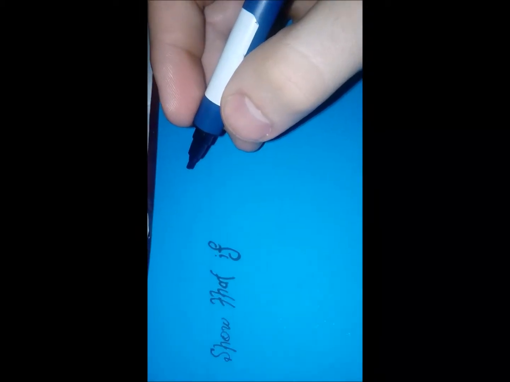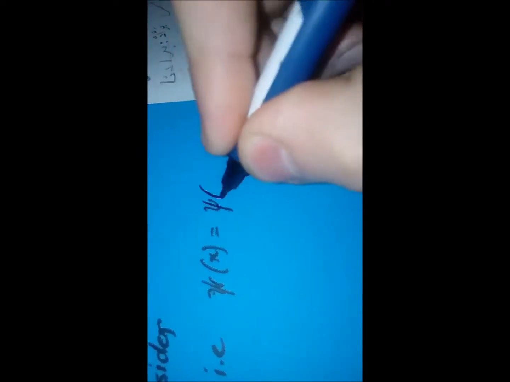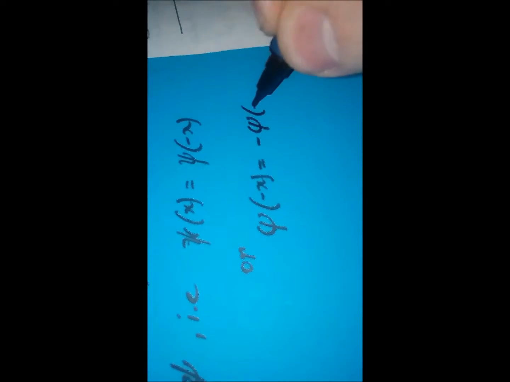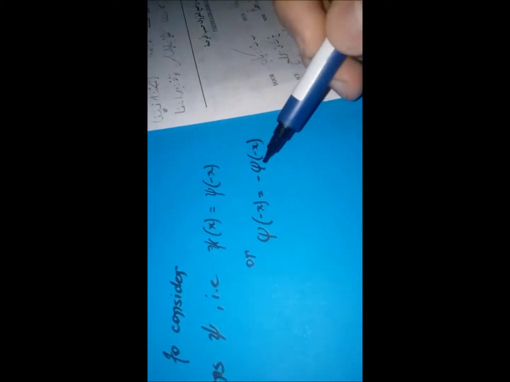Alright, we want to show that if the potential energy is an even function of x, that is, if V of x equals V of minus x, then it suffices to consider even and odd functions of these. Is that called phi? I think it's phi. So that is phi of x equals phi of minus x, or phi of minus x equals minus phi of x. That's the even function, that's the odd function.